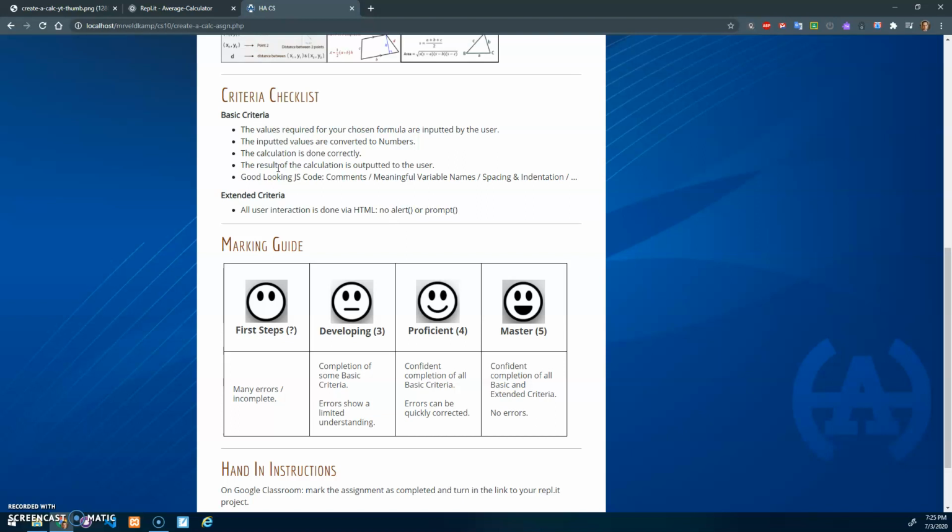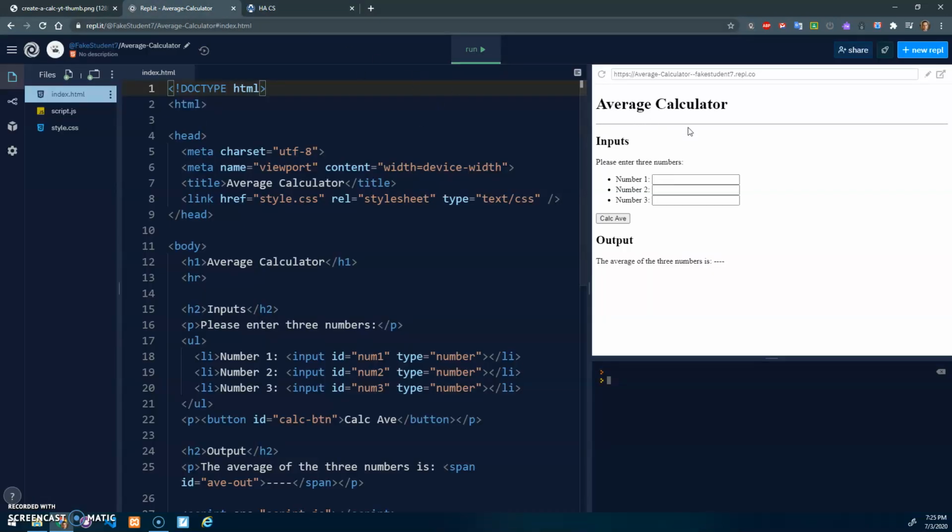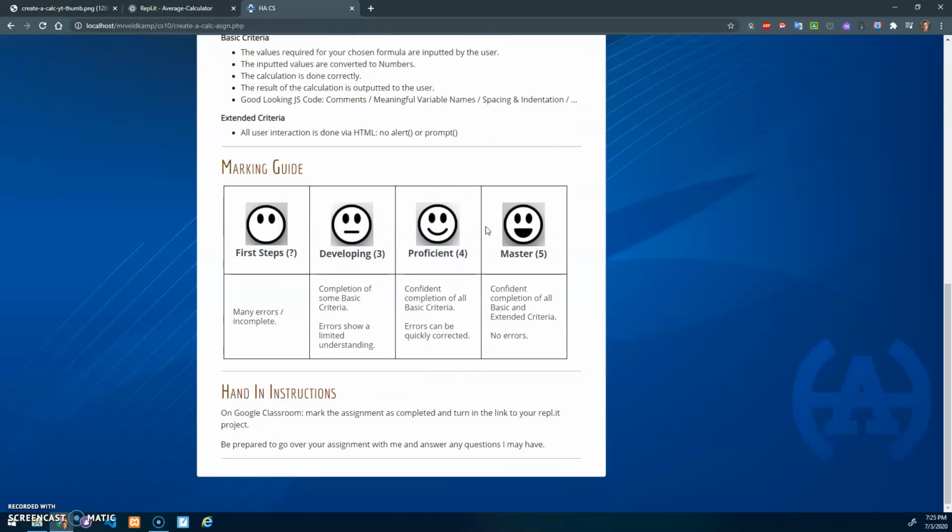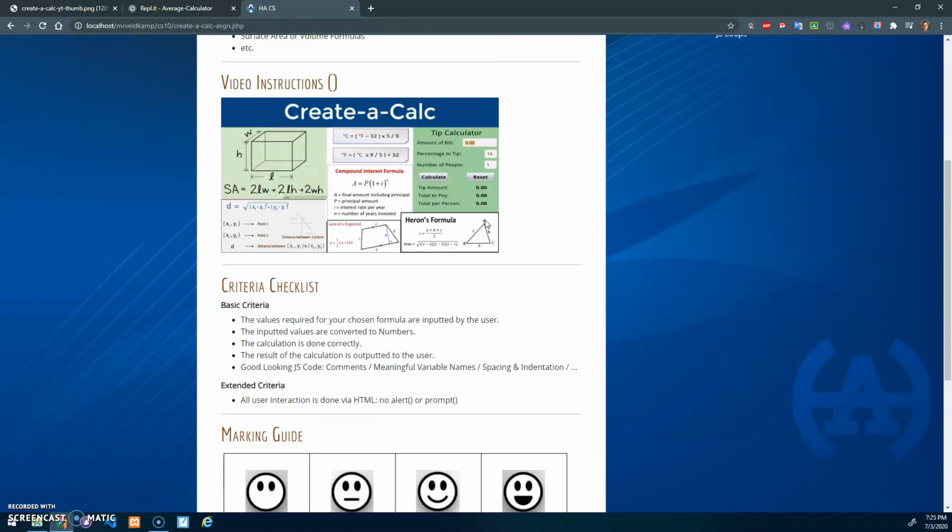So technically the basic, you could just make a program using alert or prompt, and that would get you the basic criteria 4 out of 5. But to get the full marks here, you need to have the HTML with the button and the event listener and the input elements and the inner HTML and all that stuff. Okay, so very similar to this average calculator, right? Get some inputs from the user, hit the button, output the result. Okay, and that should be it.